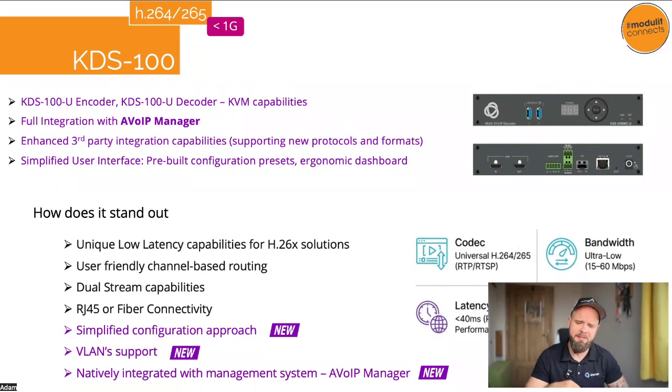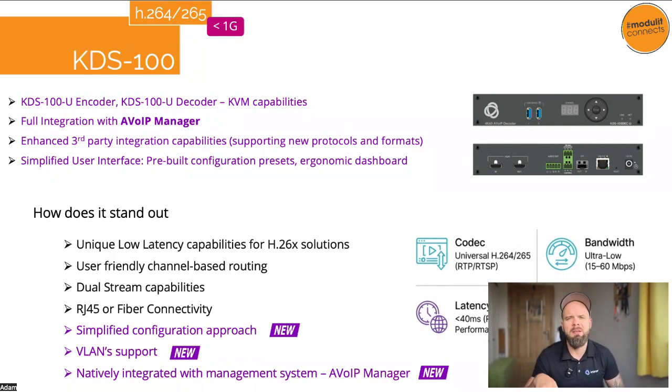What is also here? VLAN support, a selection of RJ45 or fiber connectivity. So it's not the cheapest H.264/265 decoder encoder solution, but it's very rich in terms of these additional features: the connectivity, the VLAN support, dual stream. But also, and this is new, KVM support, because the new devices with the U letter at the end come with USB ports, which means you can use it as a KVM solution as well.